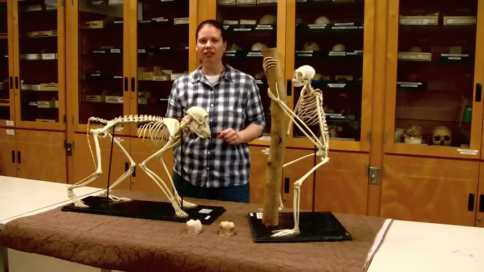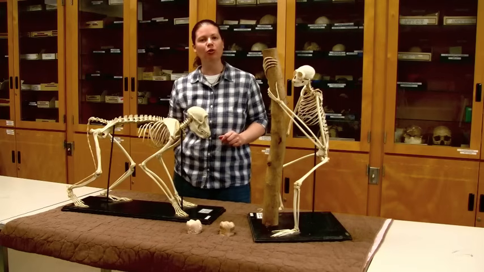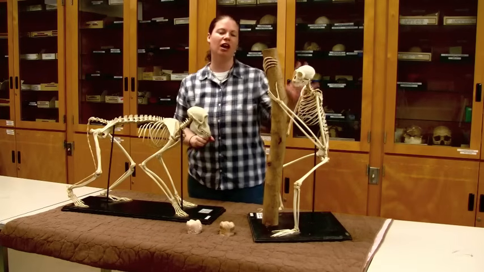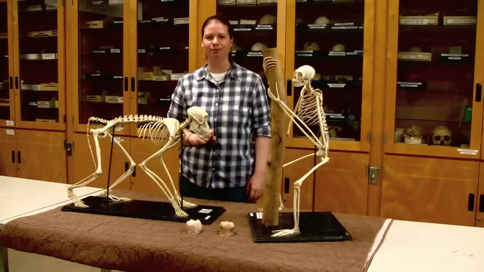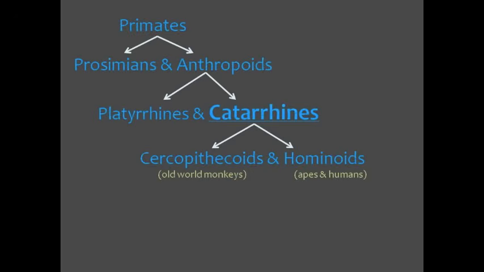And those are some of the key differences between Cercopithecoids, which are Old World monkeys, and hominoids, which are the apes. So there are a lot of skeletal differences between Cercopithecoids and hominoids, and many of these have to do with the fact that the apes have a complex of traits related to brachiation.